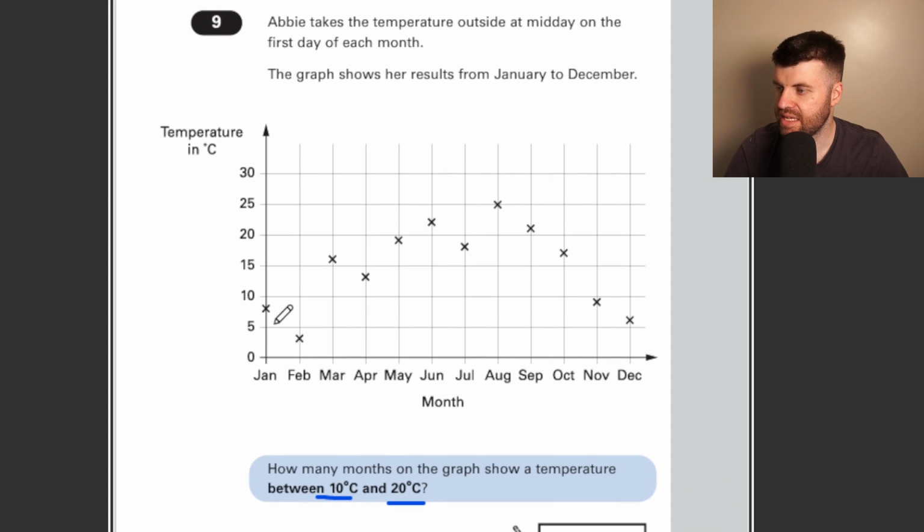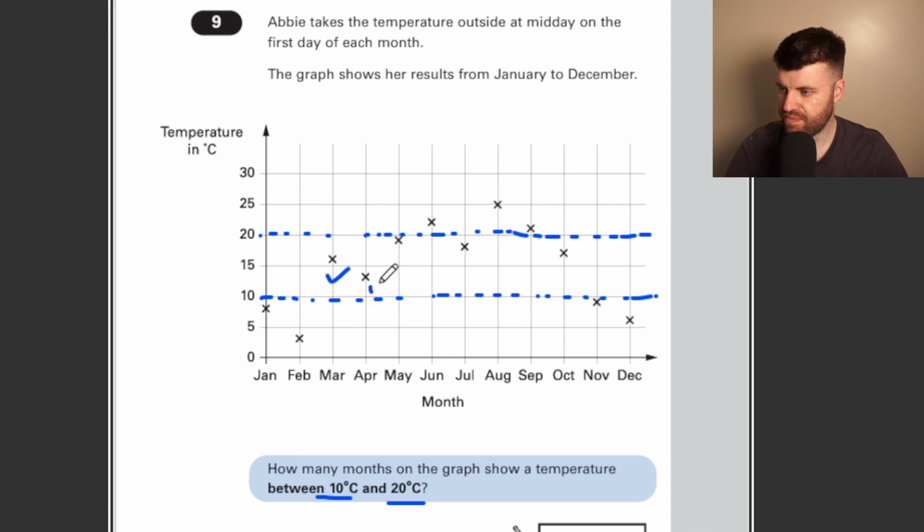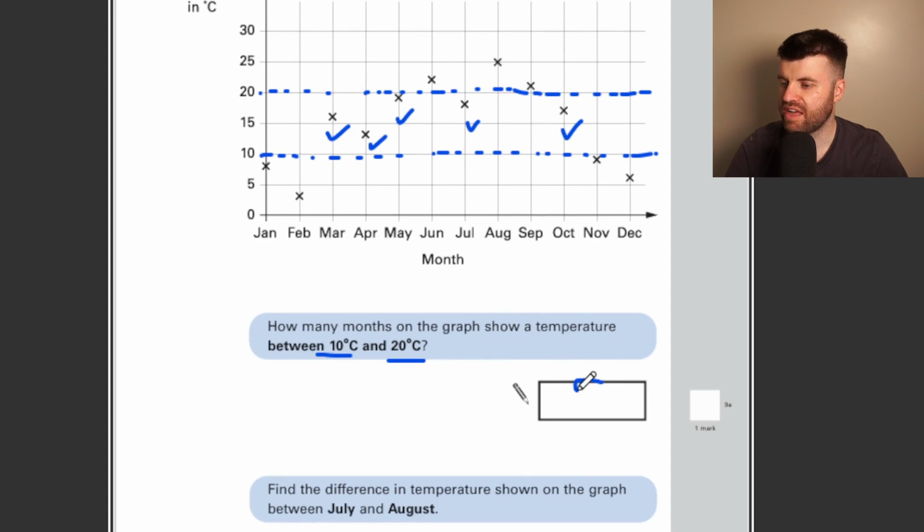So we need to go to the y-axis and find 10, which is here. And if we draw a line right across, anything below will not count. And now we need to go to 20, draw a line across. Again, anything above will not count. It needs to be between these lines. That gives us March, April, May, July, and October. 5 months have a temperature between 10 and 20.